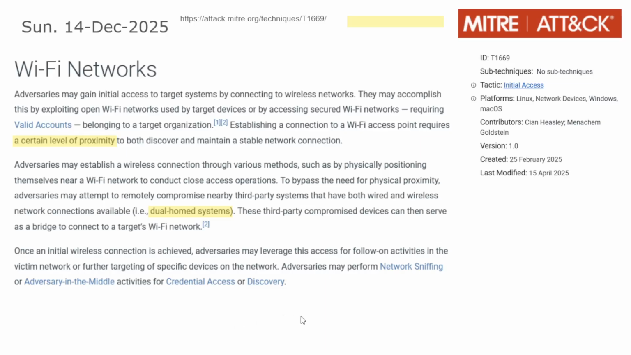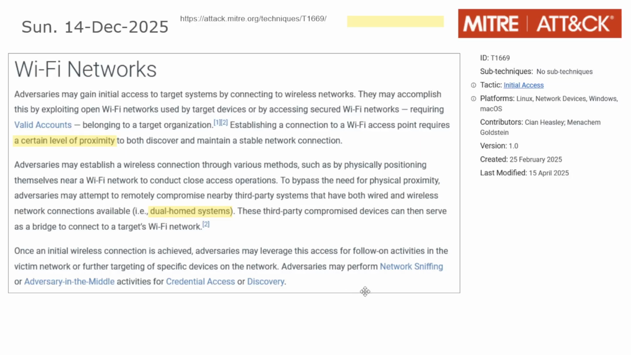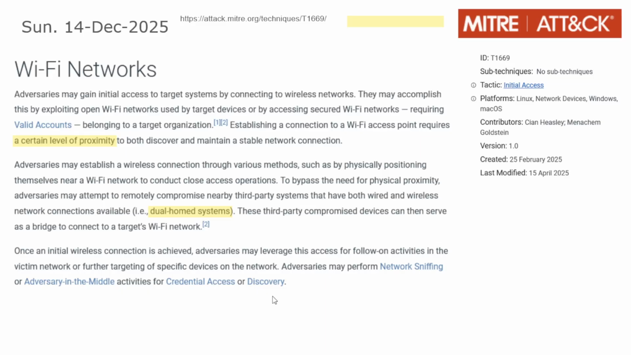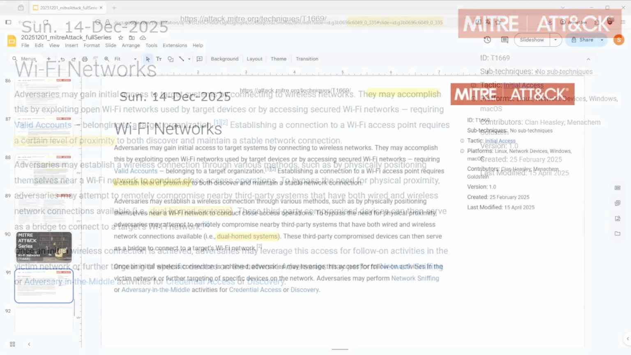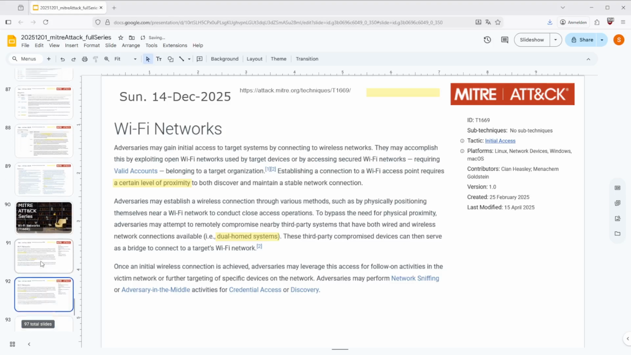These third-party compromised devices can then serve as a bridge to connect to a target's Wi-Fi network. Once an initial wireless connection is achieved, adversaries may leverage this access for follow-on activities in the victim network or further targeting of specific devices on the network. Adversaries may perform network sniffing or adversary-in-the-middle activities for credential access or discovery. It's a good overview. All you need to know is that Wi-Fi is a viable attack vector that needs to be secured. And now let's move on.